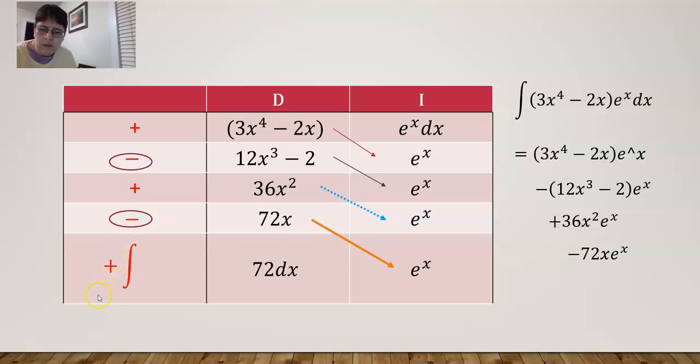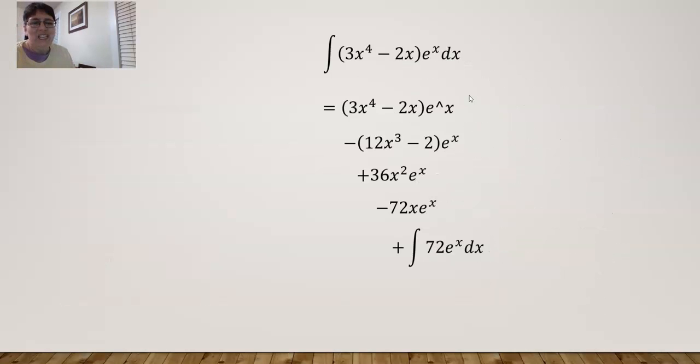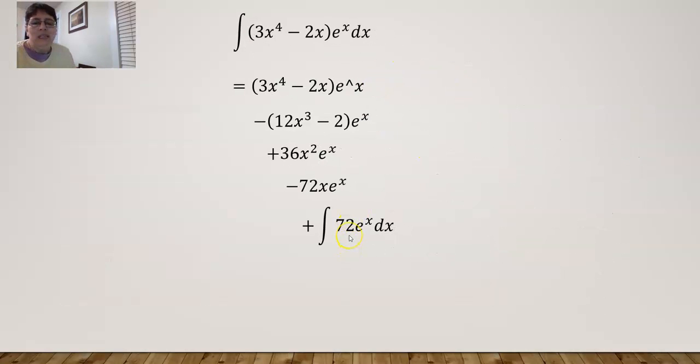Then finally, we have our plus integration sign, plus the integral of 72 e to the x, which should be pretty easy, right? Can't we just say that is 72 e to the x? Oh, plus c. Don't forget your plus c. And that's a great answer. I do not expect you to simplify.